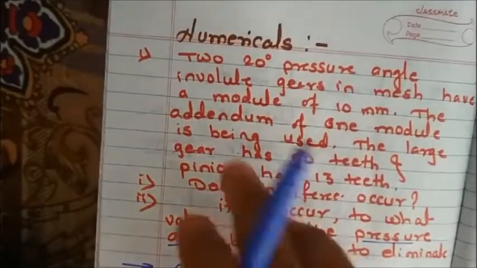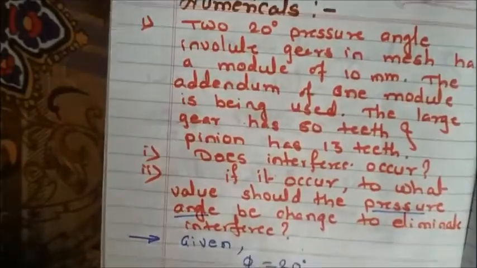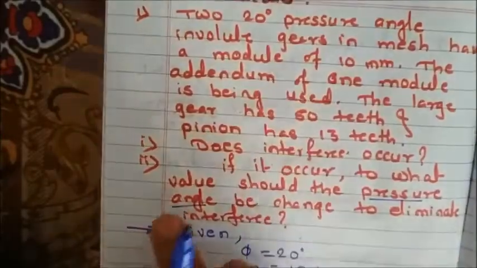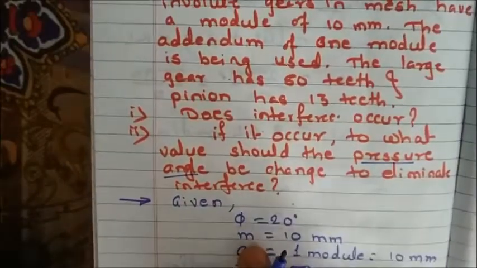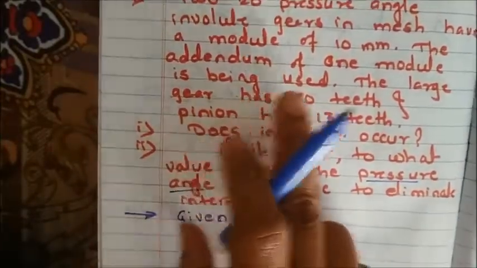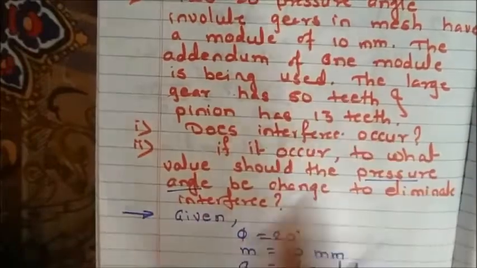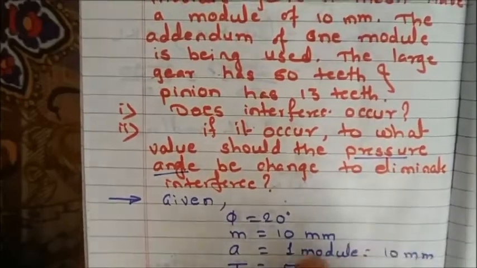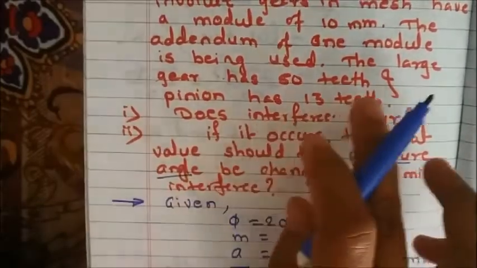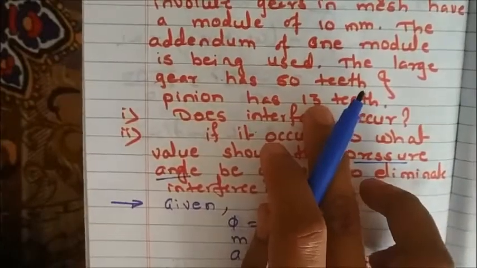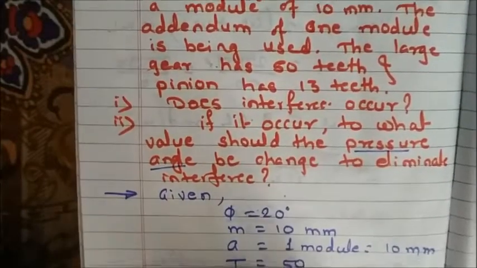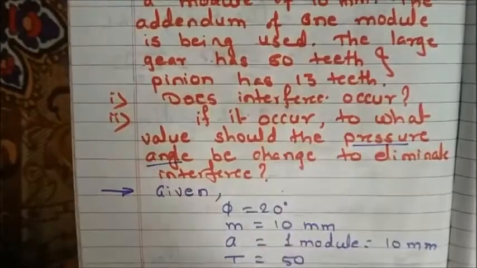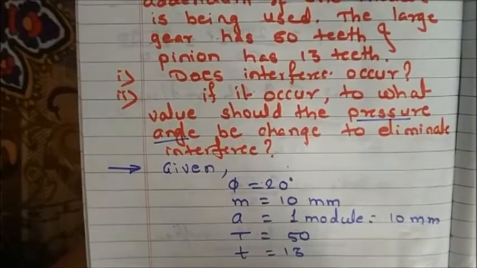The statement is: 20-degree pressure angle involute gears in mesh have a module of 10 mm. So firstly, pressure angle is given as 20 degrees, and module is given as 10 mm. The addendum of one module is being used. It means A is equal to one module, and that is equal to 10 mm because module is 10 mm. The large gear has 50 teeth, so capital T is equal to 50. Also the pinion has 13 teeth, so small t is equal to 13.